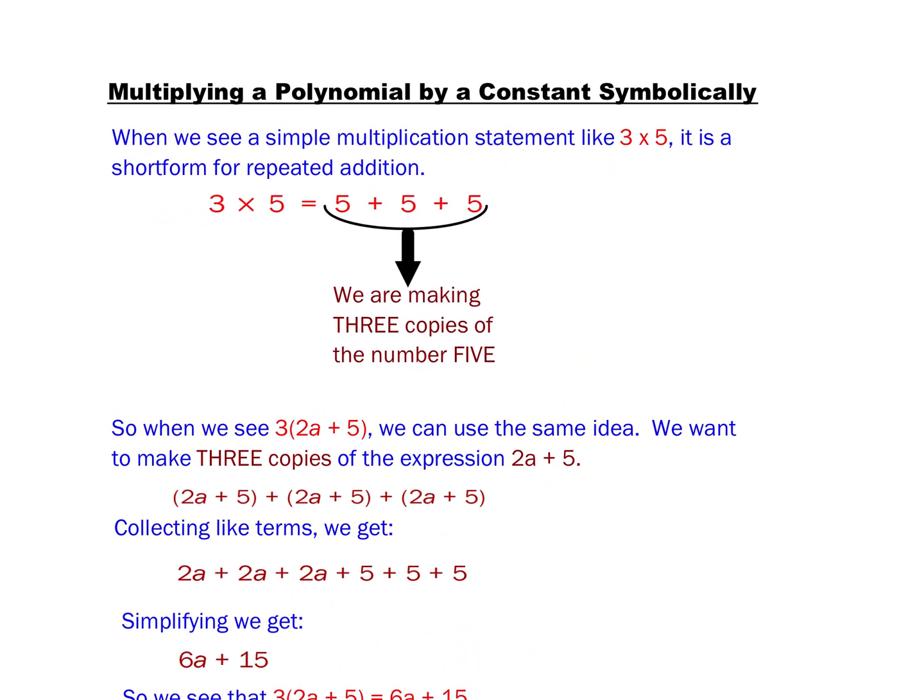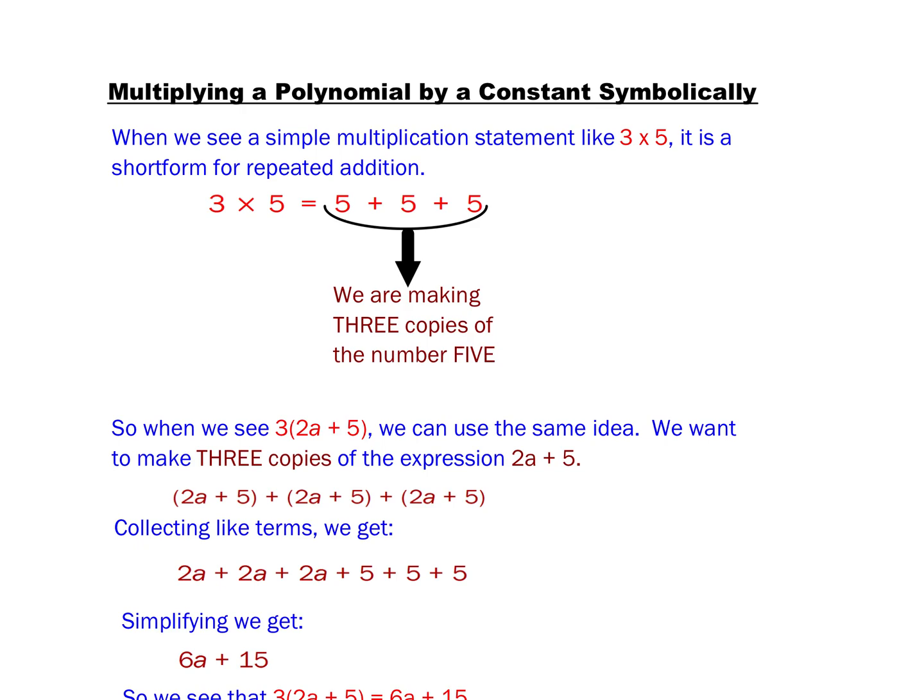Okay, this lesson's on multiplying a polynomial by a constant symbolically. The beginning of this lesson is intended to look very similar to the beginning of the last lesson. When we multiply a polynomial by a constant, whether we're using algebra tiles or we're doing it symbolically, we are making copies of a polynomial.